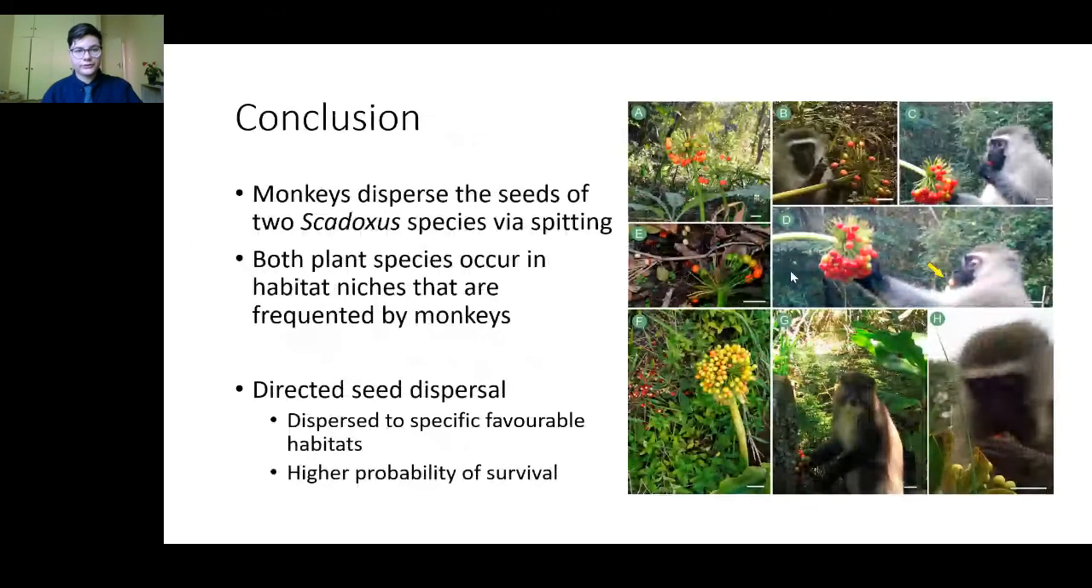In conclusion, monkeys disperse the seeds of 2 Scadoxus species via spitting. And both plant species occur in habitat niches that are frequented and populated by monkeys. This is known as directed seed dispersal. Because they are in the same population, they're in the same space, and then move to the same space. So the seeds are being dispersed to a specific favorable habitat, which means that seedlings have a higher probability of survival.